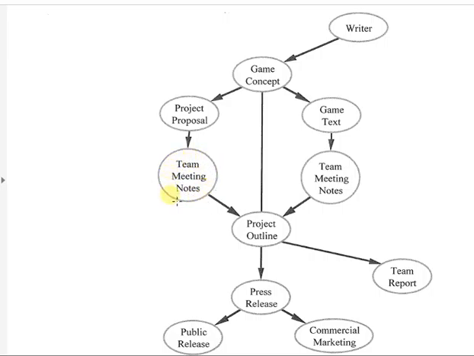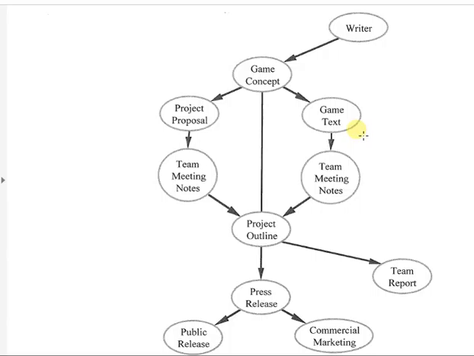You'll have team meeting notes that talk specifically about your project proposal and what you're doing and how you're doing it. And you're also going to have team meeting notes about your game text. Now these two sets of team meeting notes seem to be separate assignments, but really they're not. They're just team meeting notes about the project proposal and team meeting notes about the game text. I've had a few questions already about what is game text.